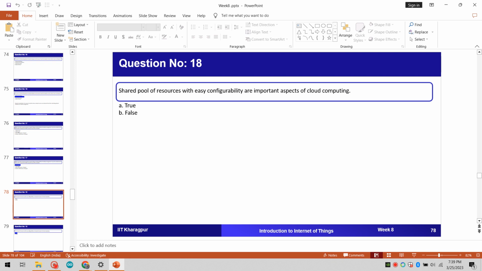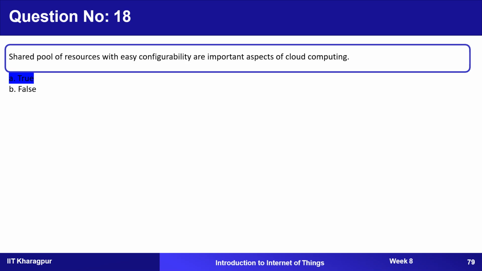So the correct option for this is true. Basically, in case of cloud computing, there is a shared pool of resources from which the end user can access the resources on the basis of their demand, and there is easy configurability of these resources. So this statement is true.